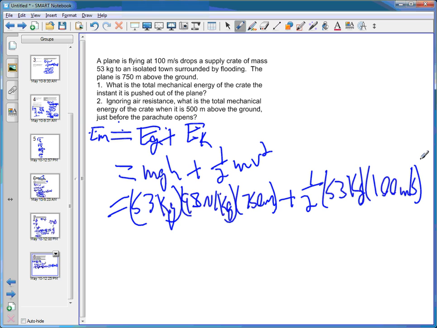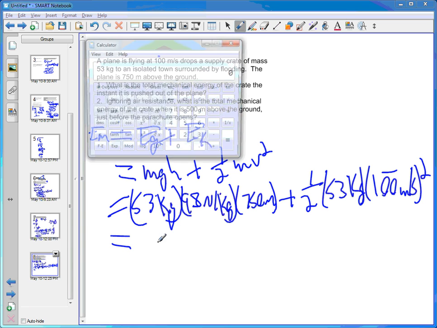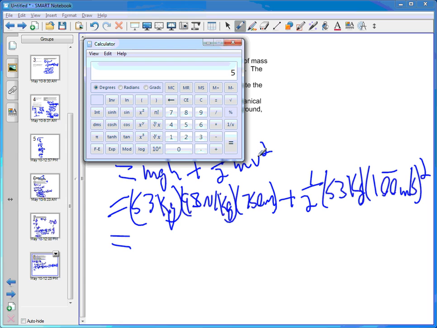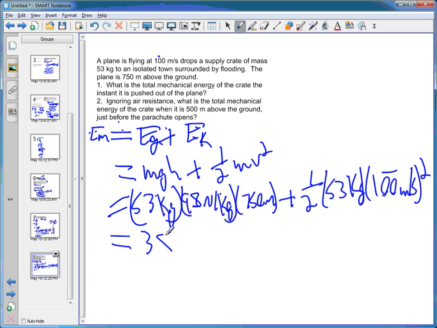Okay, so we can calculate this out. On the calculator, 53 times 9.8 times 750 equals 389,550. Sorry, 389,550 what? Okay, well, kilograms cancel out, we're left with Newton meters, which is a joule.